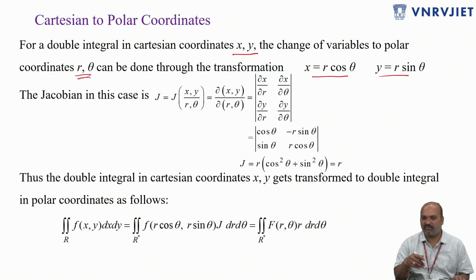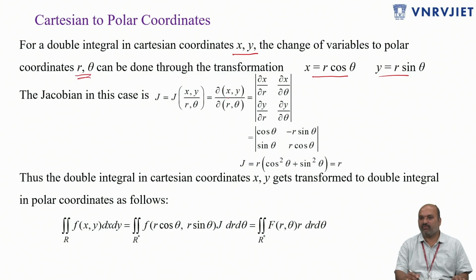What is actually the Jacobian? The Jacobian is a determinant of partial derivatives, the partial derivatives of x and y with respect to r and theta. So here, first we determine the Jacobian of x, y with respect to r, theta. We can also represent the Jacobian in this form: dou of x comma y by dou of r comma theta. You can pronounce it as del also: del of x comma y by del of r comma theta.